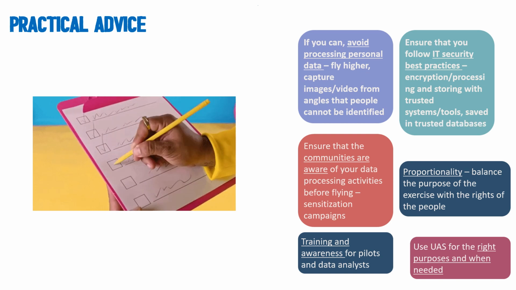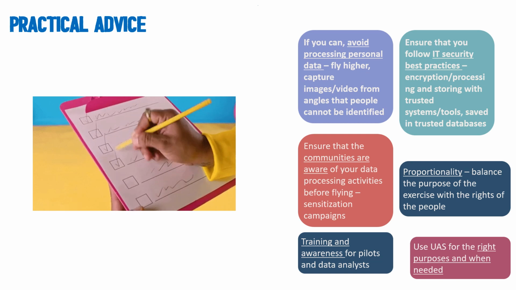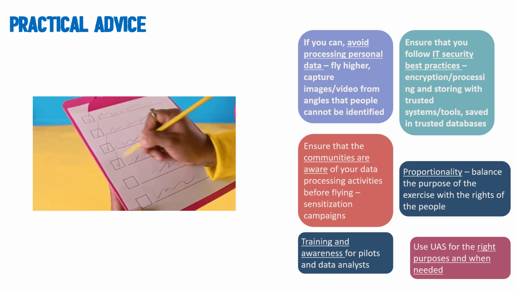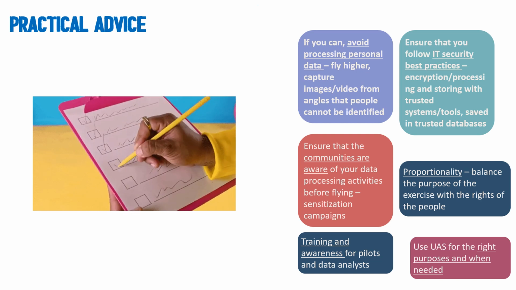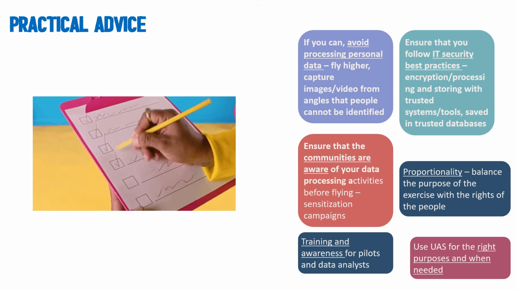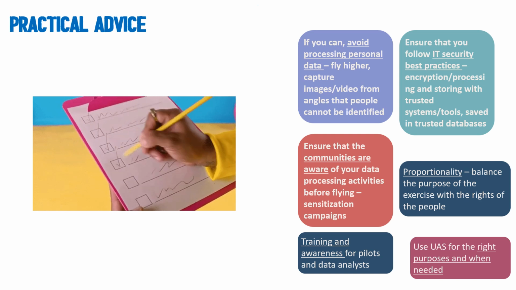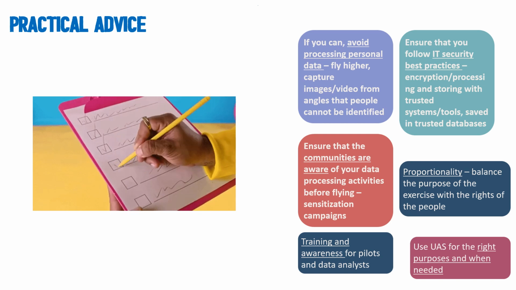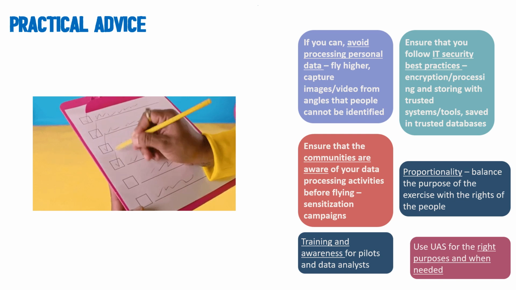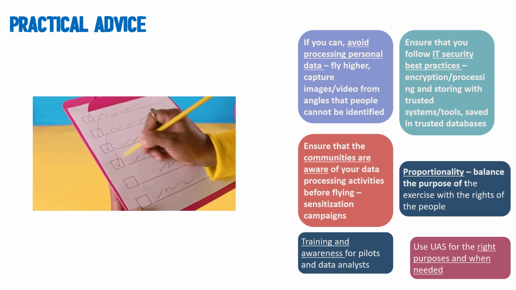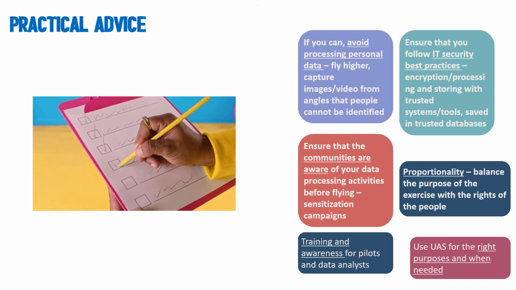Secondly, ensure that you follow IT security best practices. This is going to go a long way. Make sure that you use encryption, that you're processing and storing data with trusted systems and tools, and save personal data in trusted databases. As discussed, one way to make sure that you're not going to encounter any issues with people's privacy is to be open about it and transparent and talk to people, sensitize communities before flying drones. When people see drones flying above them, they usually get agitated or suspicious. So the easiest way to ensure that people will not fear for their right to privacy is to talk to them about the purpose of your project and let them know that you will be flying drones that will be capturing personal data.